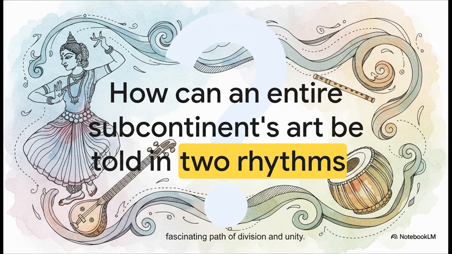And that's a great question, isn't it? How can you possibly distill thousands of years of culture from a place as vast as India into a single story? Well, the answer is pretty amazing. It lies in this incredible path of division, but also unity, that shaped both its music and its dance.